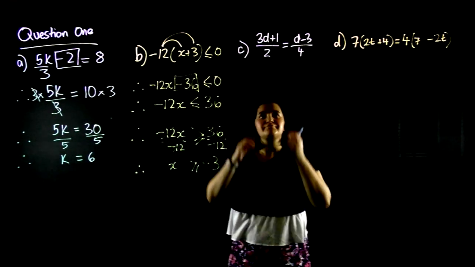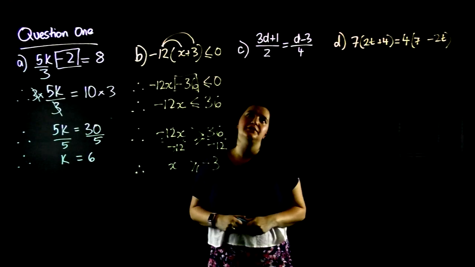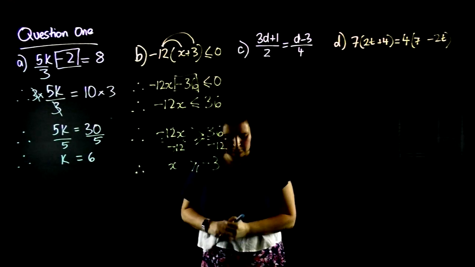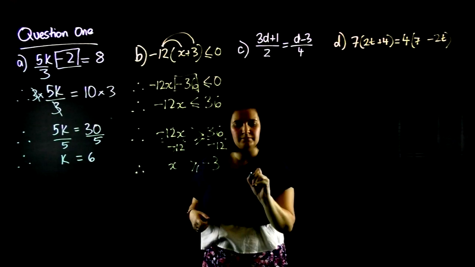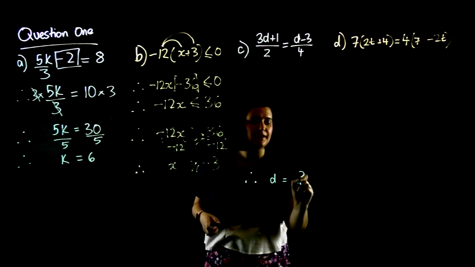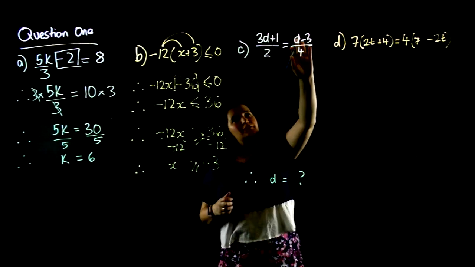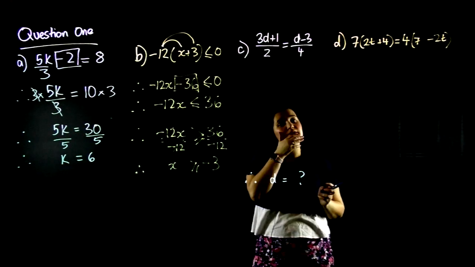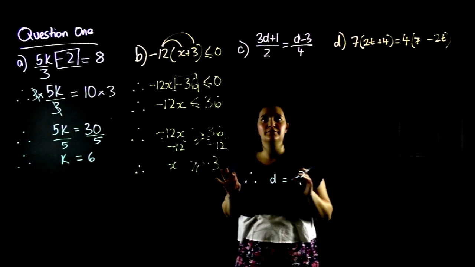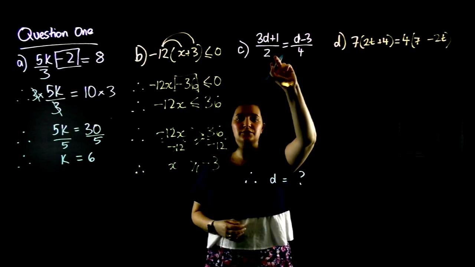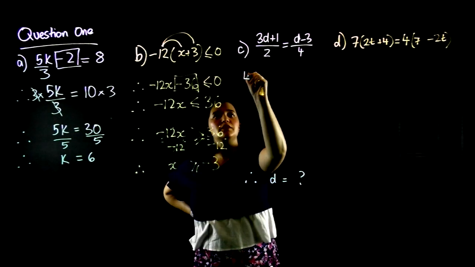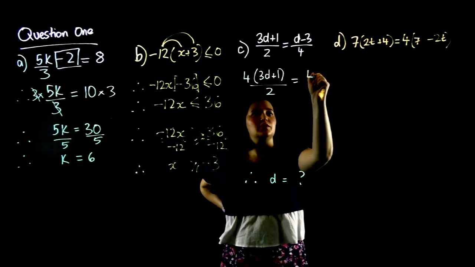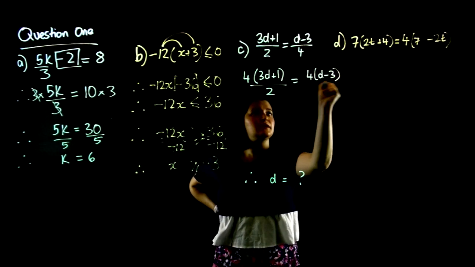The next one. So I'm looking at that and I know I want d by itself, so my answer is going to look something like d equals some number. So I'm going to need to move these d's to be on the same side, but I can't do that right now because I've got fractions. So I'm going to cancel the fractions by multiplying everything by 4, because I know that will cancel my 2 as well. So if I've got 4 times 3d plus 1 over 2 equals 4 times d minus 3 over 4.